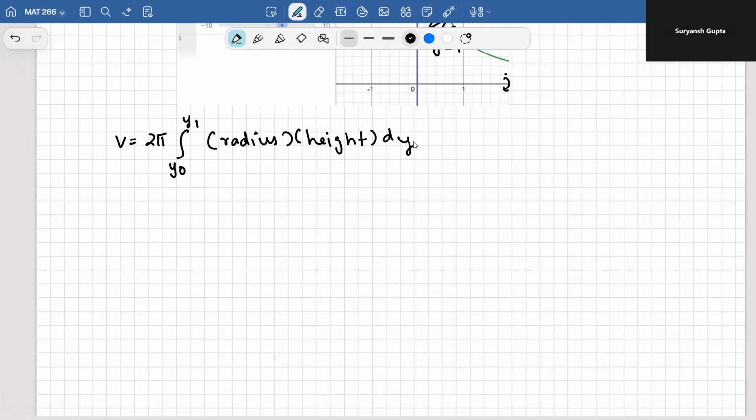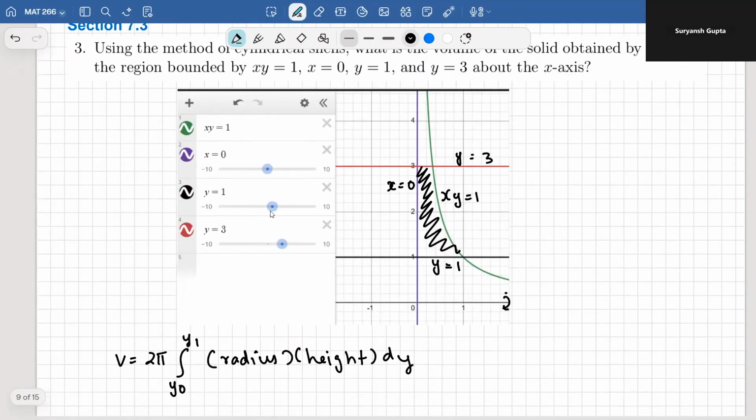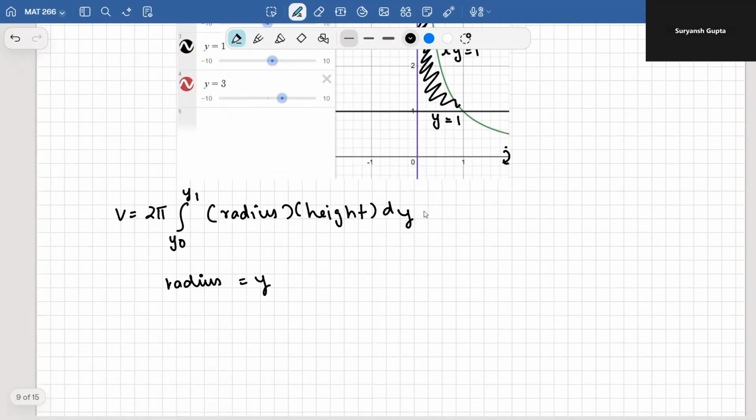And like I was saying before, whenever you rotate about the x-axis, like this question has asked, the radius is always going to be in terms of y. So I know my radius is y. I need to find my two bounds, and the two bounds are given in this question as y is equal to 1 and y is equal to 3. So just from the question, y naught is equal to 1 and y1 is equal to 3. And I didn't have to equate any two equations like the previous questions to find that, since it's already given in the question. Next, I have to find my height.